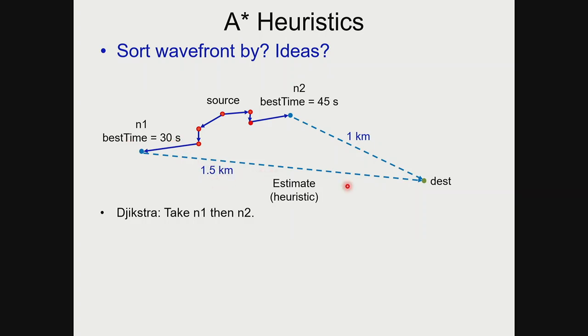So if we are using Dijkstra right now, the next thing that we're gonna pull out of the heap is what? It's gonna be N1, because it has a smaller travel time, right? So let's think together about how we can fix the priority in the priority queue so that we can change the order of the nodes somehow. Anyone has any idea?